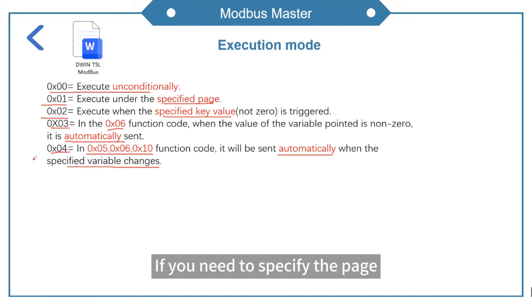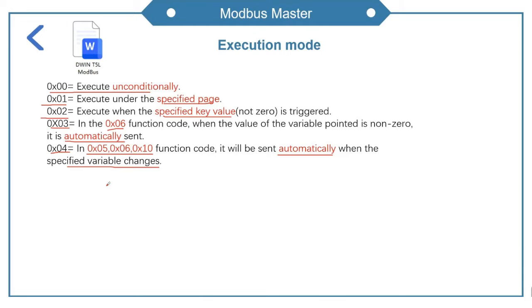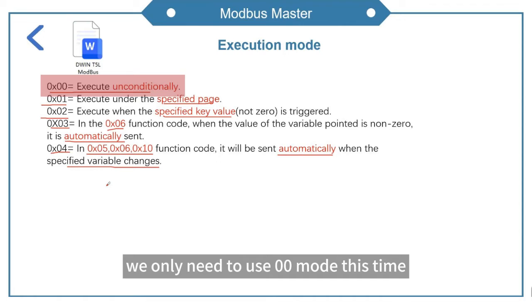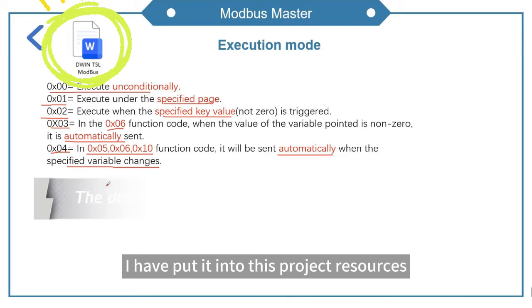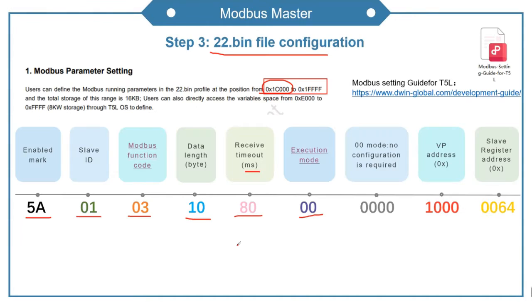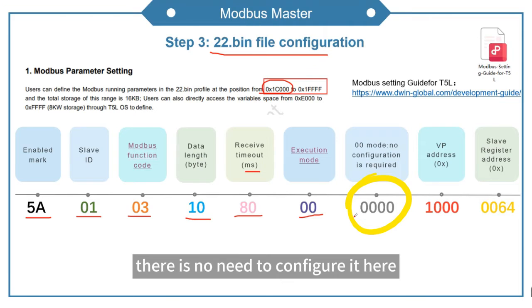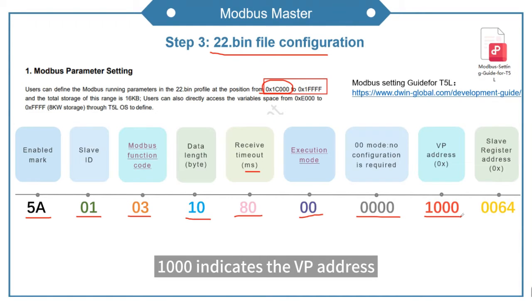If you need to specify the page, specify the key value, automatically upload these special functions, you can later try to develop yourself. Since we have no special circumstances, we only need to use 00 mode this time. These contents can be seen in the Modbus document, I have put it into this project resources, you can download if you need. Back to the commands. Since we choose 00 mode, there is no need to configure it here. Set it to 0000.